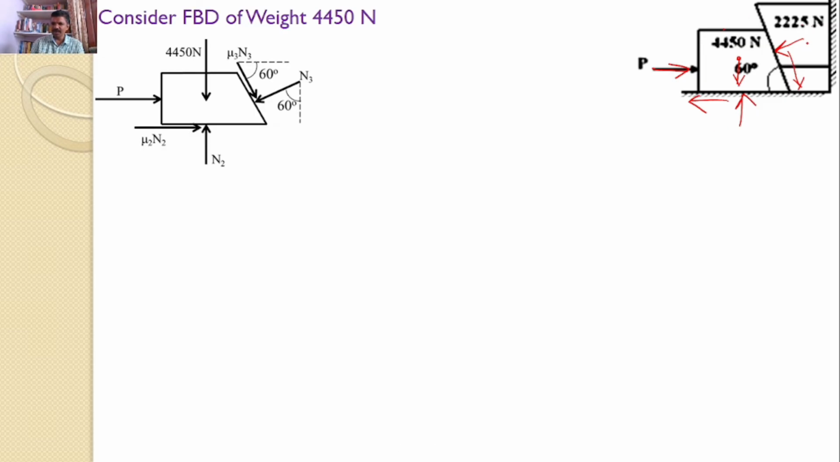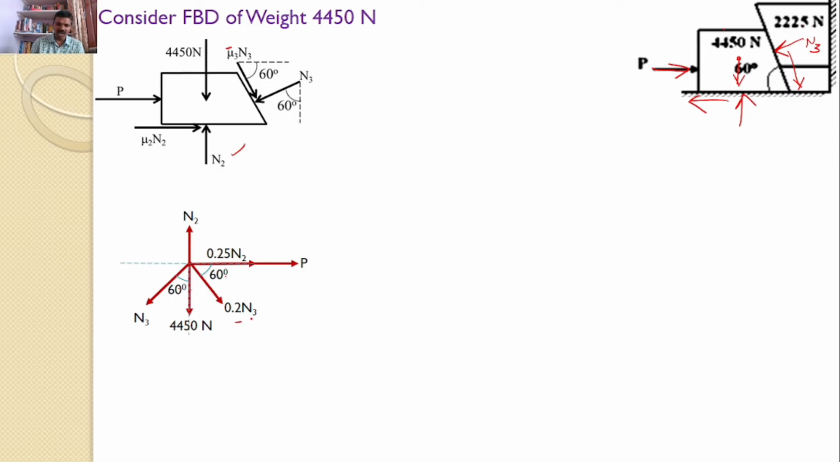And here, we are assuming that this normal reaction is N3. The same N3 must act on 4450. Okay. Now I am transferring all the forces. The first one is 4450. Next one is 0.25N2, and the force P, which is also acting along the x-axis. Along the y-axis it is N2, and then it is N3, and then mu3 N3, but we are given that mu3 is equal to 0.2, so it is 0.2 N3. N3 value we already calculated from the previous free body diagram. And we know this angle is equal to 60 degrees, and this angle is also equal to 60 degrees.